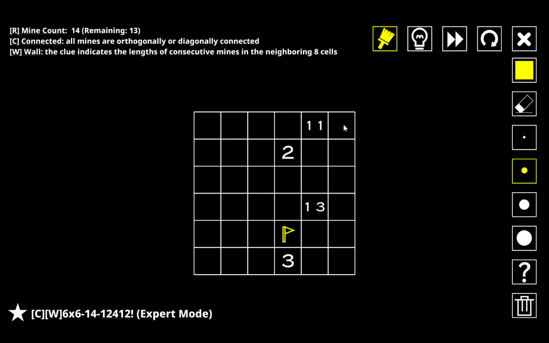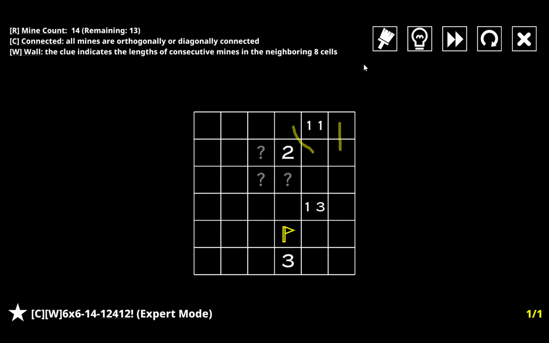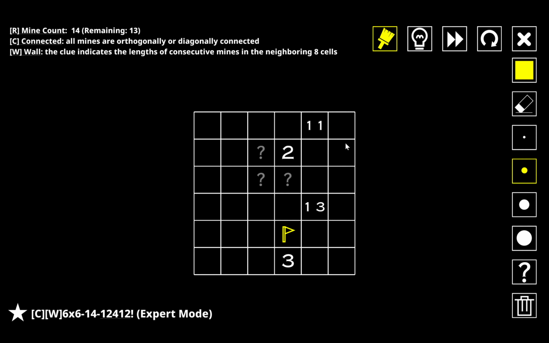So now from this we know there's at most 1 mine there. Well, actually, since we know that there's at most 1 mine here and at most 1 mine here, we can say this perfectly splits up the regions. So then we know that there are not any mines around here for this 2, correct? Yes. Okay. So let's consider what happens if we have a mine here.